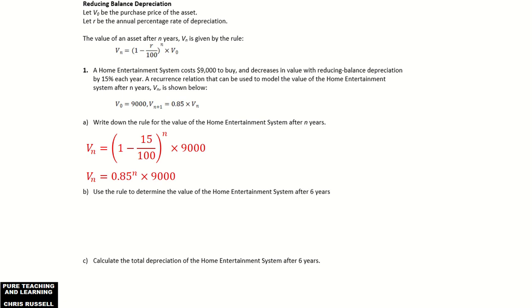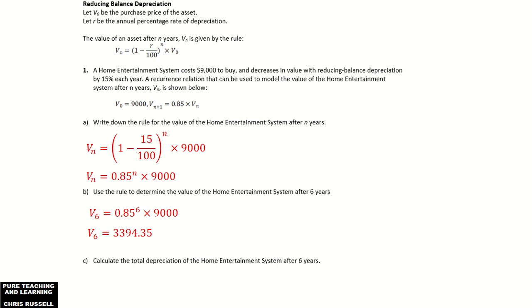Alright, B. Use the rule to determine the value of the home entertainment system after 6 years. So what we do is we just substitute n equals 6 into the rule and we end up getting $3,394.35.